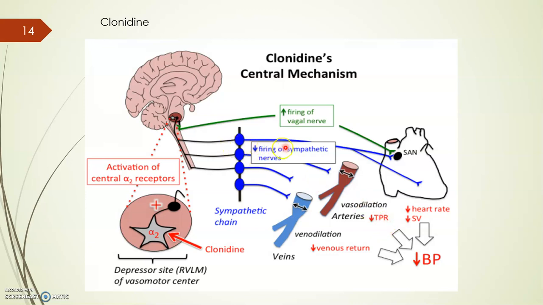It also acts on the sinoatrial node in the heart, causing a reduction in the heart rate and the stroke volume. When you reduce the venous return, of course, you will have a reduced stroke volume. If you reduce all of this or one of it, you will cause a reduction in the blood pressure. So that's how clonidine is useful in reducing blood pressure. It's an antihypertensive. So see you in the next video.